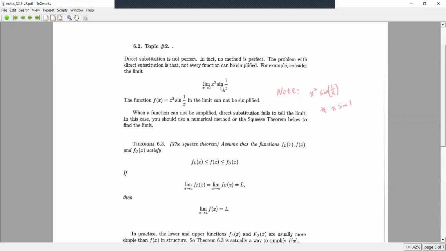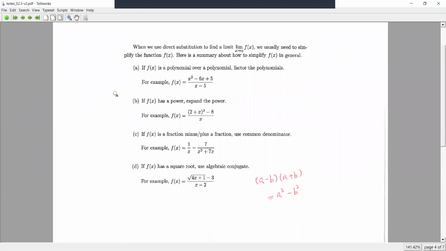For example, consider this limit. By direct substitution, to find this limit, we plug in 0 in x, but then we will find that the function is not defined at 0. Then we need to simplify the function to find the limit. But this function is none of these 4 cases. How to simplify the function?